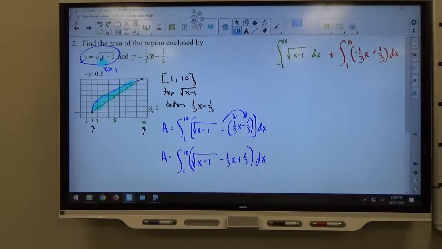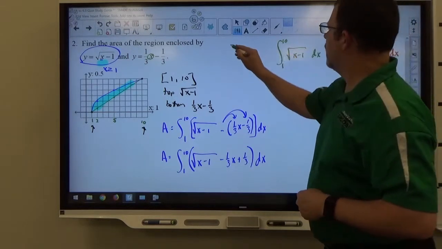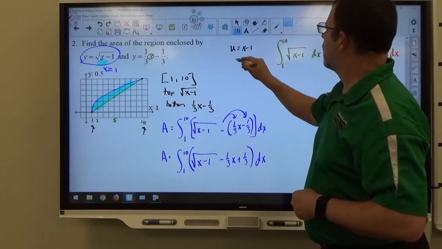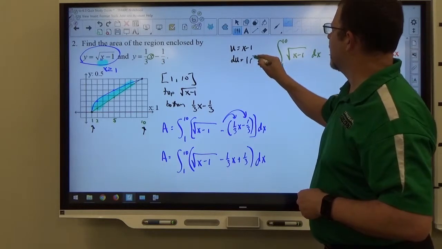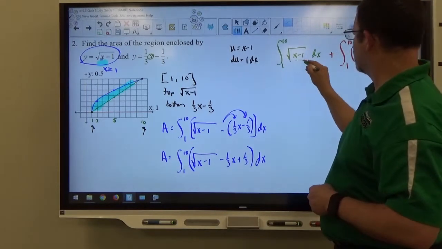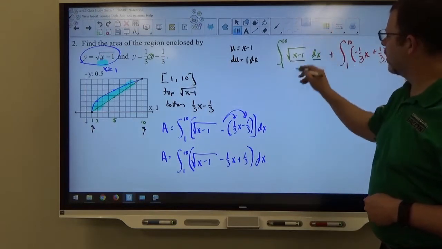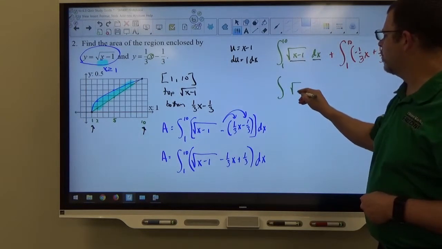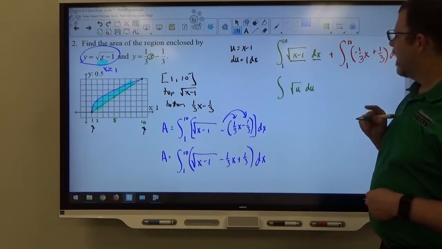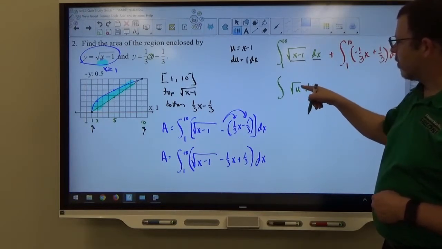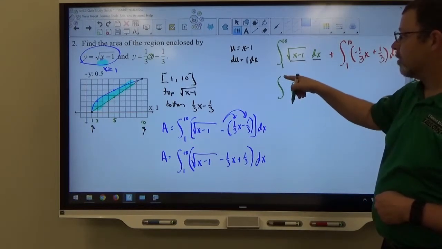The green one there, I would probably go with u substitution at this moment. So if I let u equal x minus 1, then du, of course, is equal to 1 dx. And all the pieces there, this is u and this is du. We can modify this green integral into the square root of u du. And since this is a du integral, now I want a u interval.